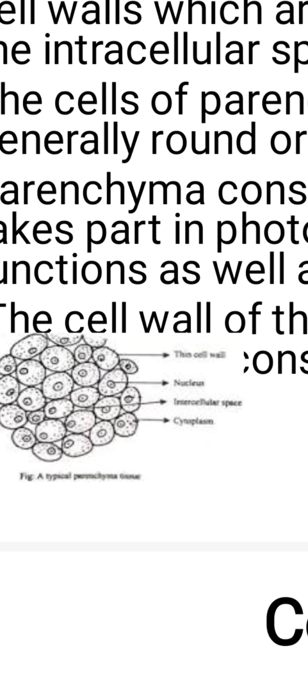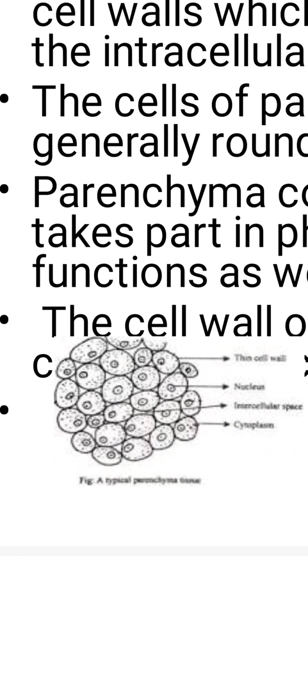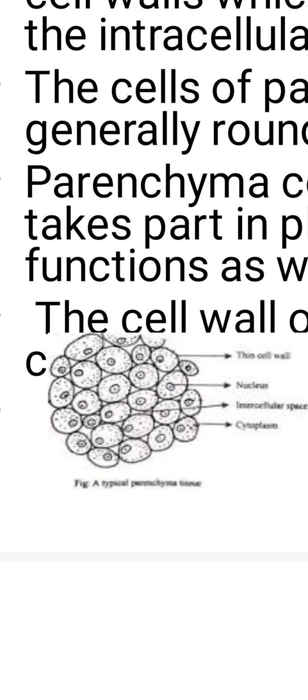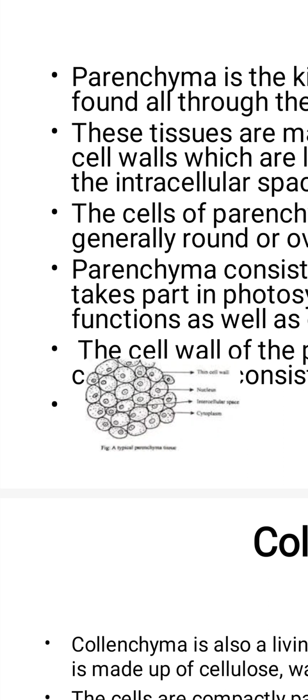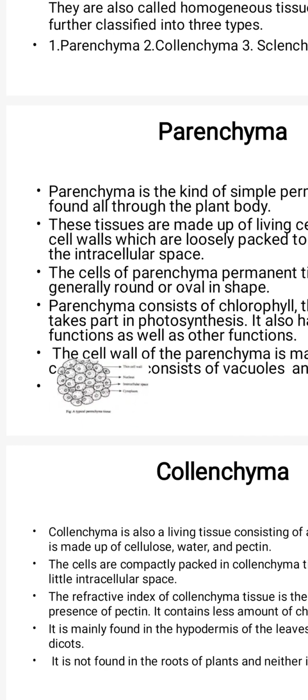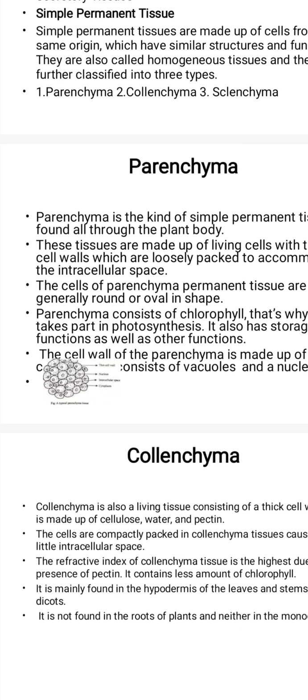The cell wall of the parenchyma is made up of cellulose, and the cells contain vacuoles and a nucleus. This is the diagram of a typical parenchymatous tissue. You can see that the cells present in parenchymatous tissue are isodiametric in shape, and the cell wall is very thin and they are loosely arranged. They are not compactly arranged. So this is about the parenchymatous cells.